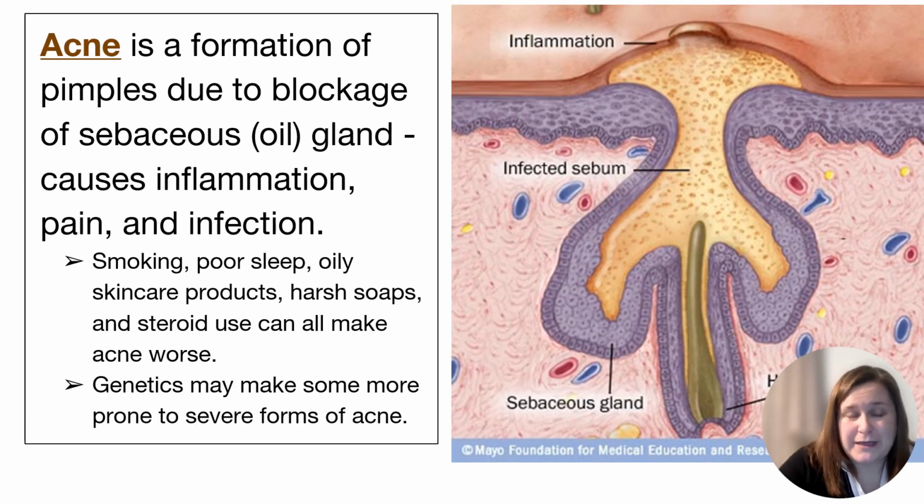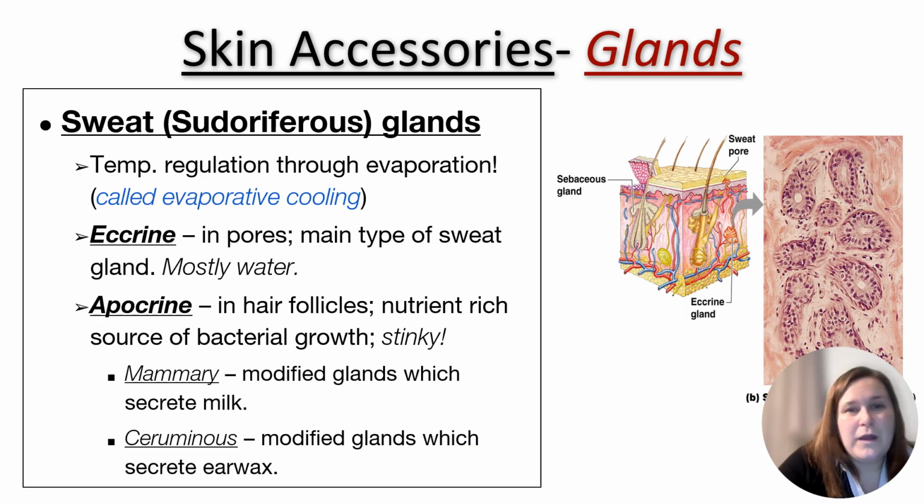So whenever we get acne, this is going to be a formation of pimples due to blockage in these sebaceous oil glands. This is going to cause inflammation, pain, and infection. So that is how those work. If you're asked what kind of gland acne is associated with, you would know it was a sebaceous gland.